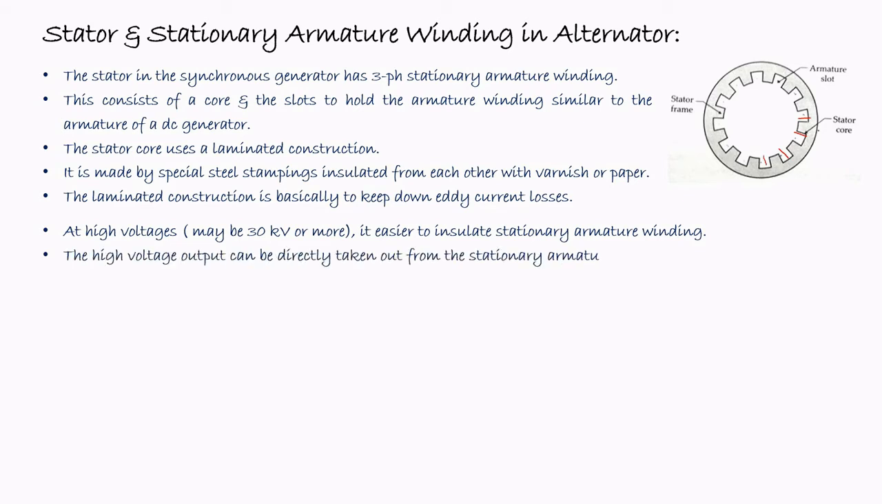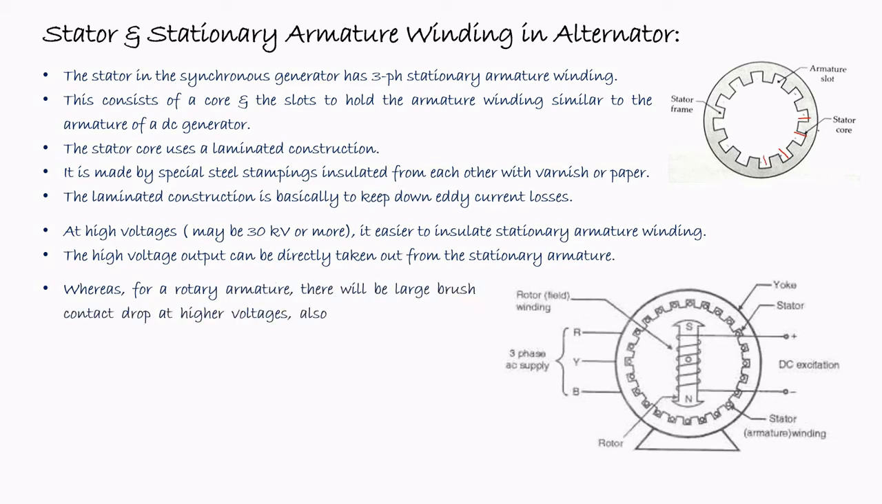The high voltage output can be directly taken out from the stationary armature. So this is another advantage if the armature winding is placed in the stator, where the electrical energy is induced. It can be easily taken out from the stationary part. So here we need not use any slip rings or any other options. We can directly take out the induced EMF and we can give the power supply to the external circuit.